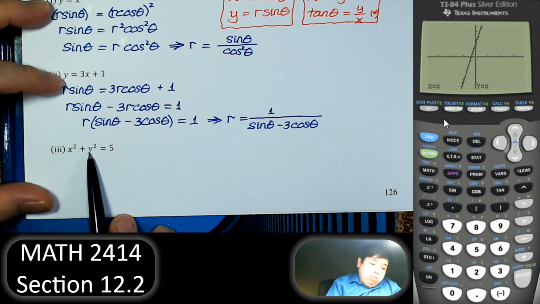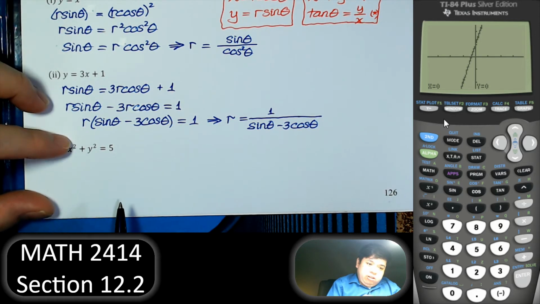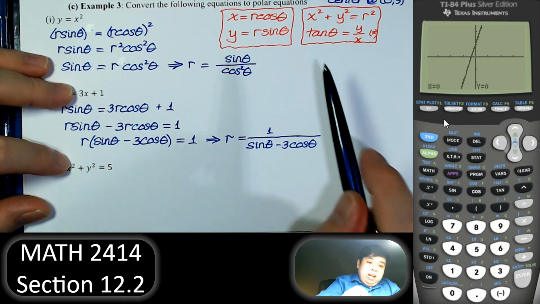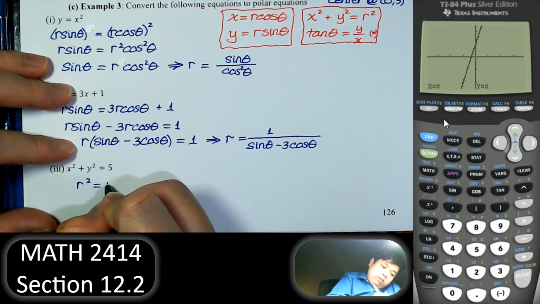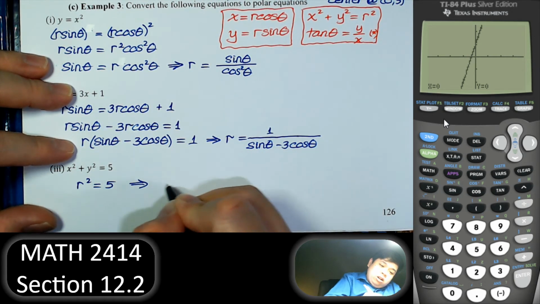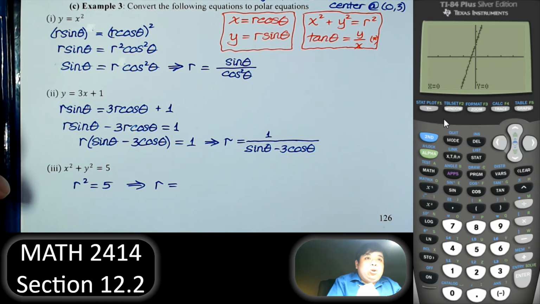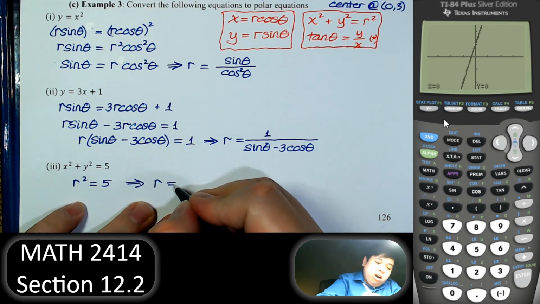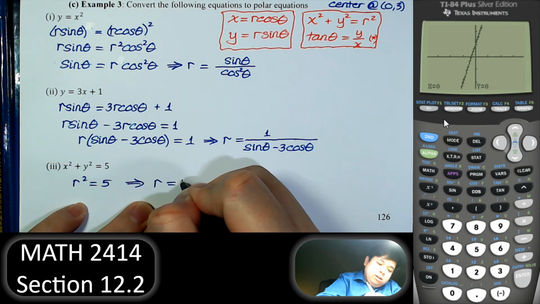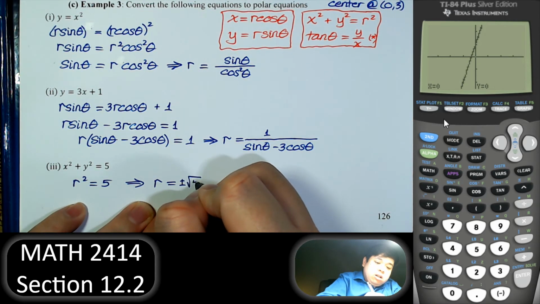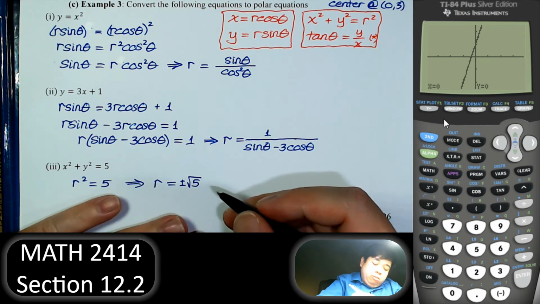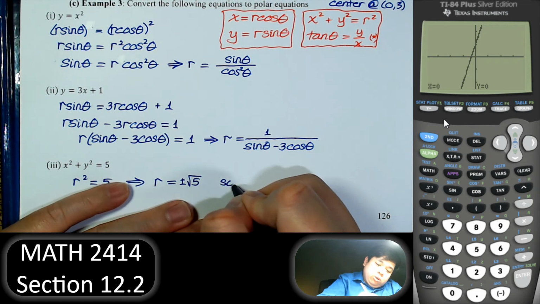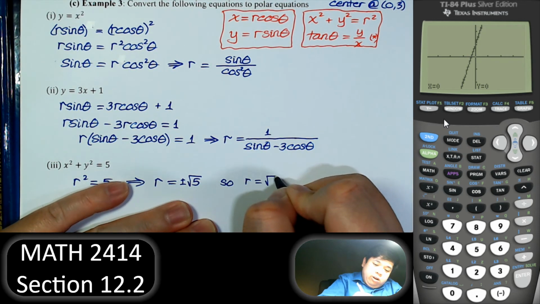Next, x squared plus y squared equal to 5. Well, this one is obvious. x squared plus y squared is r squared, right? So in this case, r squared equal to 5. Take the square root on both sides. r equals square root of 5 or negative square root of 5. I mean, plus or minus square root of 5. But usually we prefer r to be positive, square root of 5. So we choose r to be square root of 5.